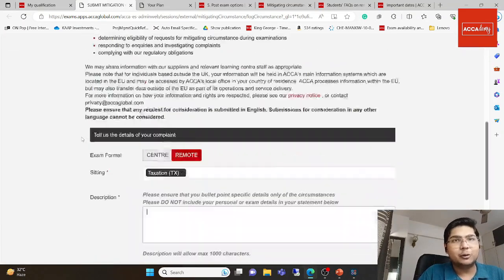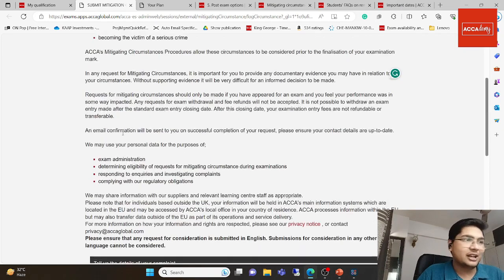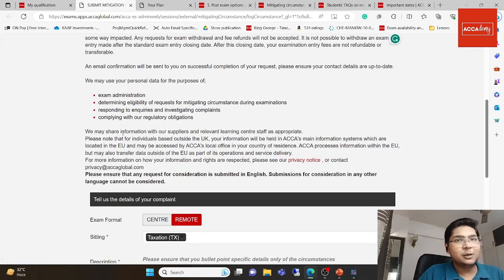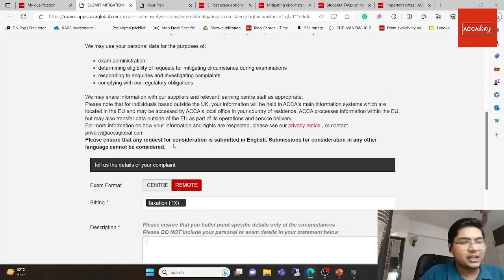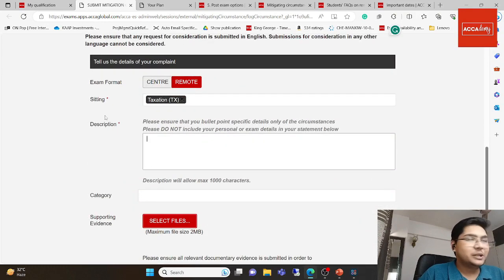So this is how you can file for mitigating circumstances, provided that you were able to complete your examination and you do not want to rebook or cancel your examination. ACCA will take this into account and they shall make your result regarding that. They would think that yeah, the student wasn't able to perform at the best of his or her time. So you can file mitigating circumstances through this route. So this was mitigating circumstances.